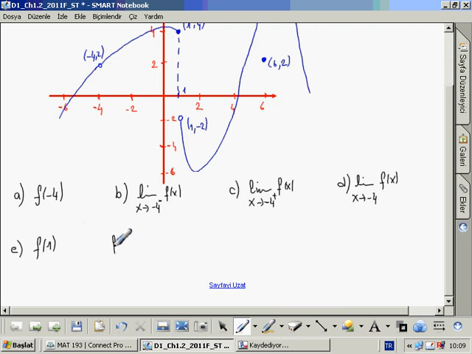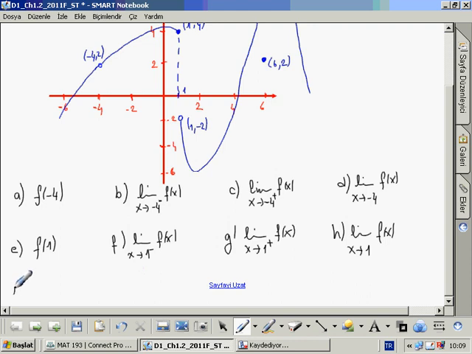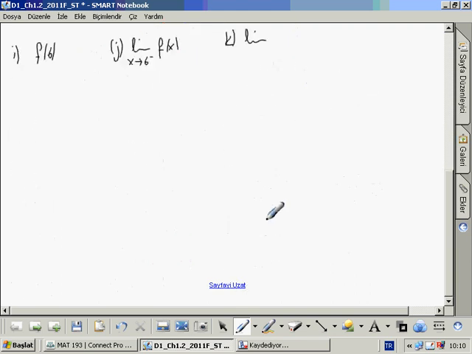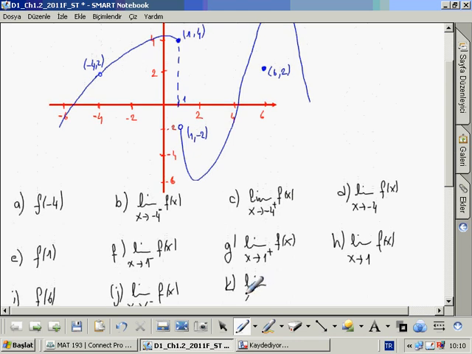f of 1, and F, limit x equals to 1 from left hand side, and G, limit x equals to 1 from right hand side, and H, limit x equals to 1 f of x, and I, f of 6, and J, limit x equals to 6 from left hand side, and K, limit, oops, I'm sorry, x equals to 6 from right hand side, f of x, and L, limit x equals to 6 f of x.